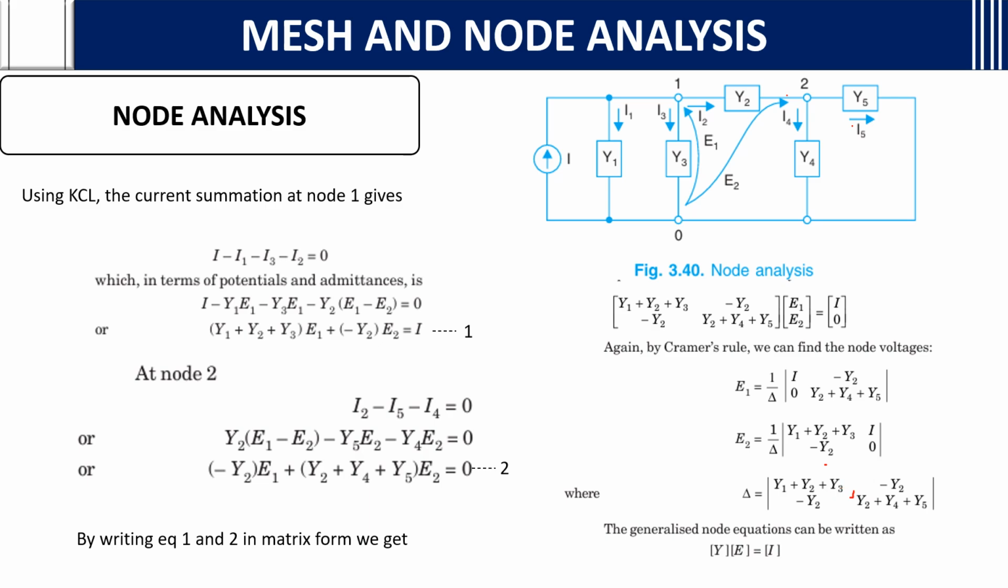The generalized node equation can be written as YE is equal to I. There it is E is equal to I into Z. Here it is YE is equal to I. This is for mesh analysis and this is for node analysis.